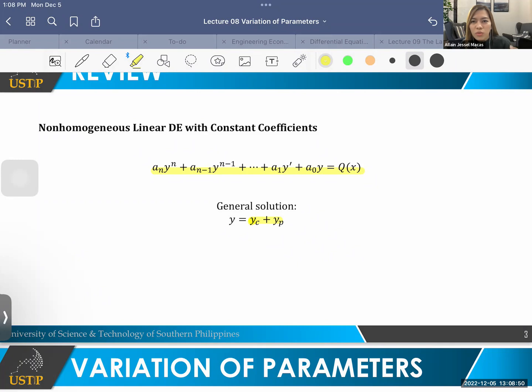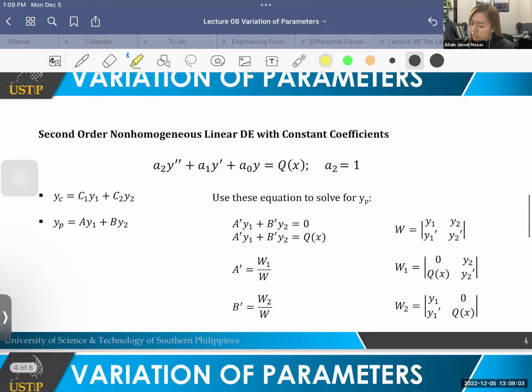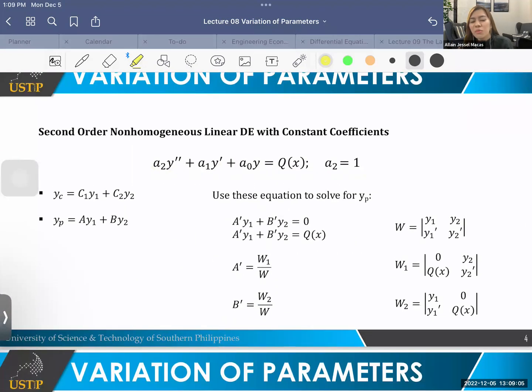So we already know how to solve for YC. The only difference in this class from our method of undetermined coefficients is how to solve the YP. The YC is the same. Okay? And you need to memorize this. For undetermined coefficients, we had a structure depending on the look of Q of X. But here, sorry to say, you really have to memorize this one.